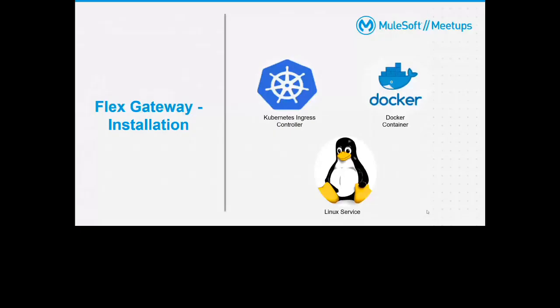Generally, a Flex Gateway can be installed on Kubernetes, Docker containers, and Linux. But recently, MuleSoft added more support, where you can set up a Flex Gateway on OpenShift, and it also supports a lot of Linux operating systems. Initially, it supported CentOS and Debian Linux. Now it supports RHEL and AWS Linux as well. It keeps giving more and more options, basically.